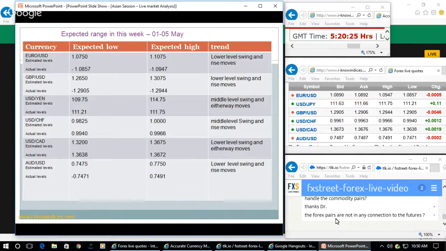Then another question: are the forex pairs not connected in any way to the futures? Yes. See, the spot market is different from the futures market. When there is a big rise in the spot market and the players intend to make a drop after that, they may not make any rise in the futures market. Then you will wonder why it is like this. What happens at that time is many traders take sell positions in the spot and buy in the futures as an arbitrage.